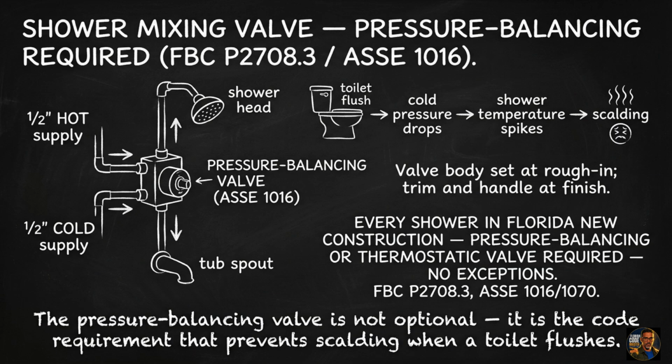Shower pressure balancing valve. FBC P2705.3 requires the shower valve to be a pressure balancing or thermostatic mixing type, meeting ASSE 1016 or ASSE 1070. This is not optional. When a toilet is flushed in the same bathroom, cold water pressure drops momentarily. Without a pressure balancing valve, shower temperature spikes to scalding. The valve body is set during rough-in to dimensions on the manufacturer's rough-in card. Every shower in Florida new construction requires this valve.